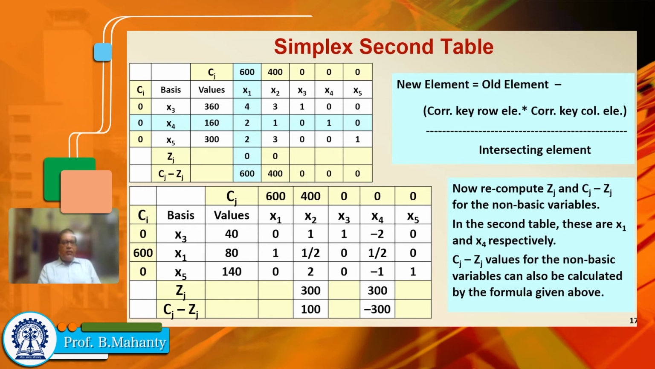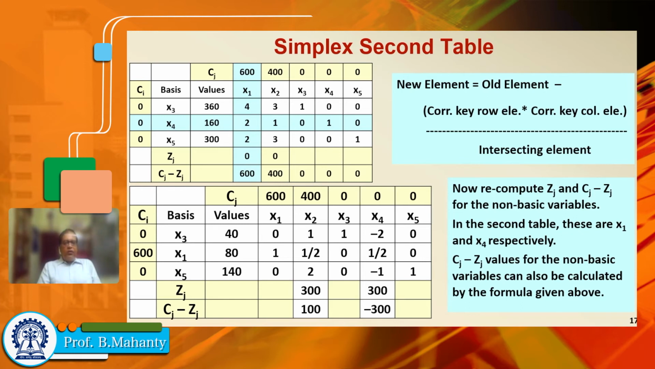Same thing about x4 also. So there also Zj value would be 300. So how much is the Cj minus Zj? In case of x2 it is 100. In case of x4 it is minus 300. So that would be our new Cj minus Zj calculation. So before moving further, Cj minus Zj is the net profit per unit for bringing 1 unit of x2 into the basis and 1 unit of x4 into the basis. So now tell me, which one is more profitable, x2 or x4?